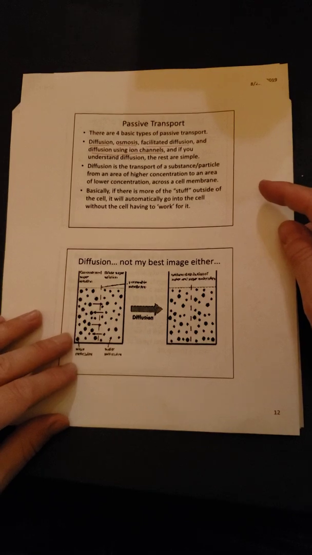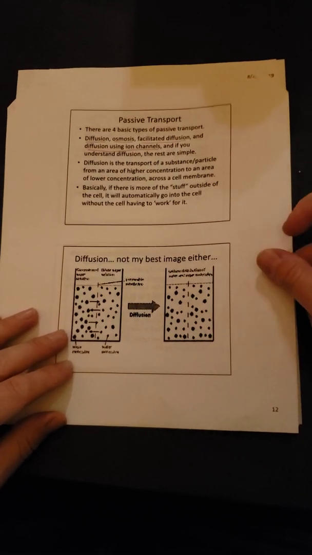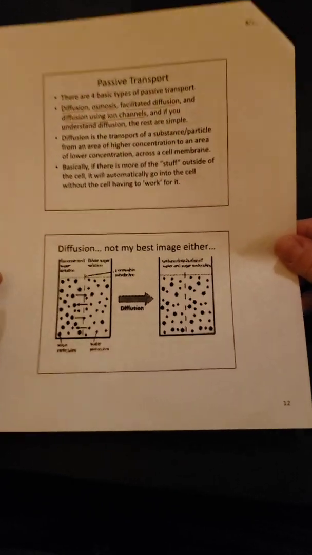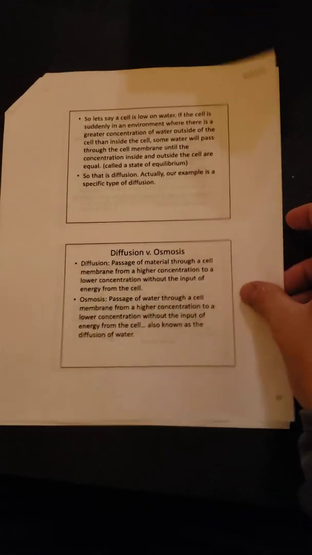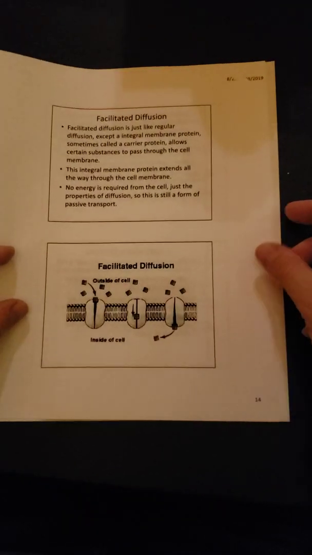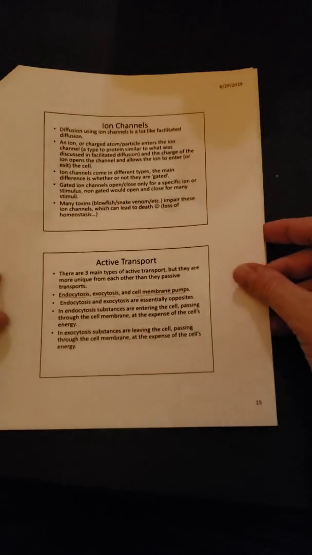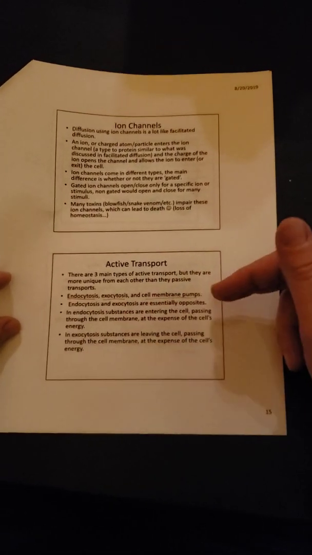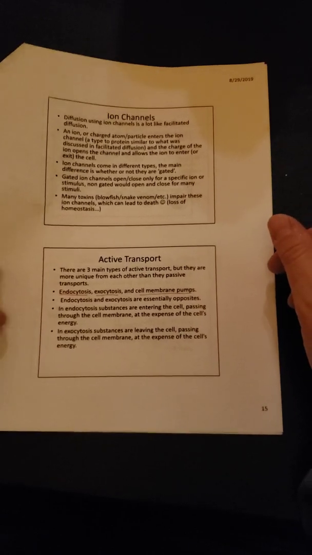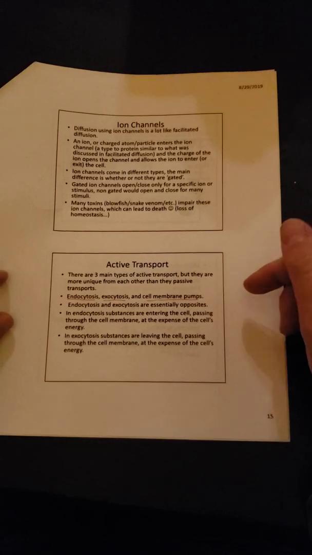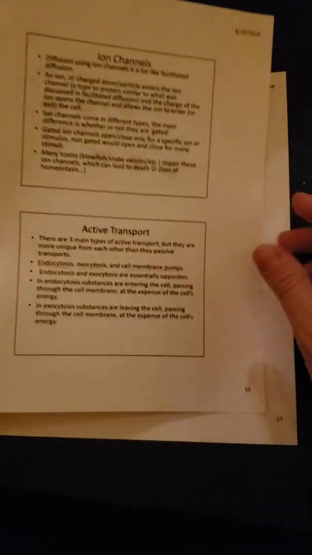There's 4 types of passive transport. They're outlined on the next several slides. They should more or less make sense if you read through them. And so then active transport, there's 3 types: endocytosis, exocytosis, and types of cell membrane pumps. And again, those should mostly make sense. I'm going to explain a type of cell membrane pump a little bit.